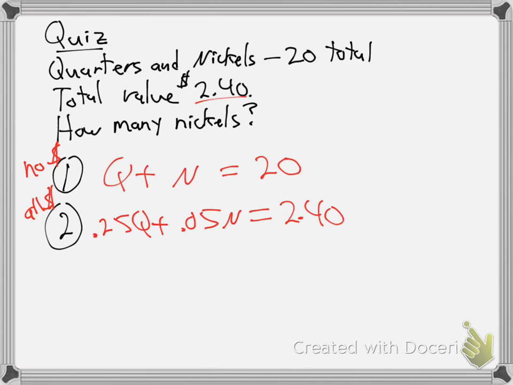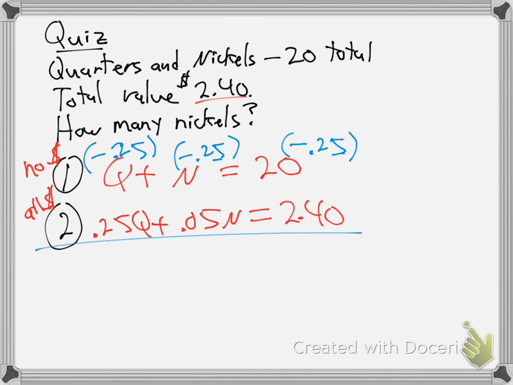Now we just need to solve. How do we solve? You can do lots of ways. I'm going to make the fronts opposites. That's what I was doing all day yesterday, right? Let's make the fronts opposites. So I'll multiply this by minus 0.25, minus 0.25, and minus 0.25. And so then we get minus 0.25q minus 0.25n. Is that minus 5 over there?